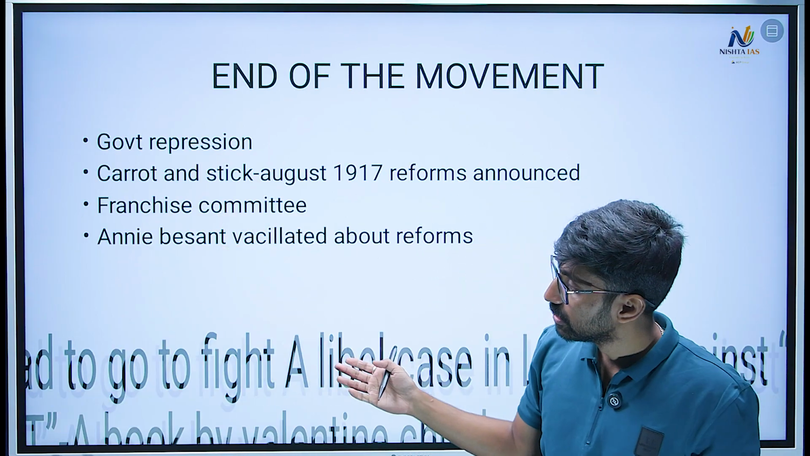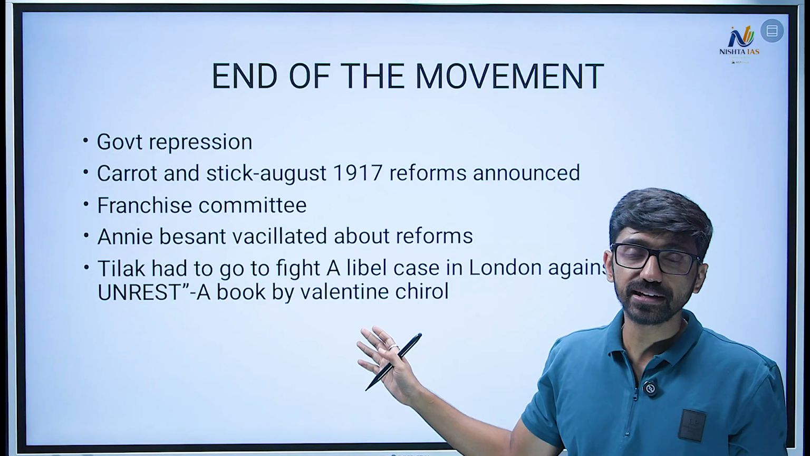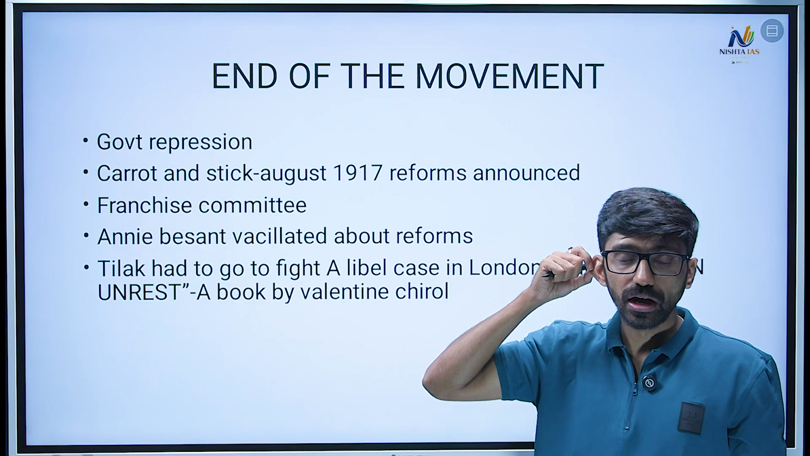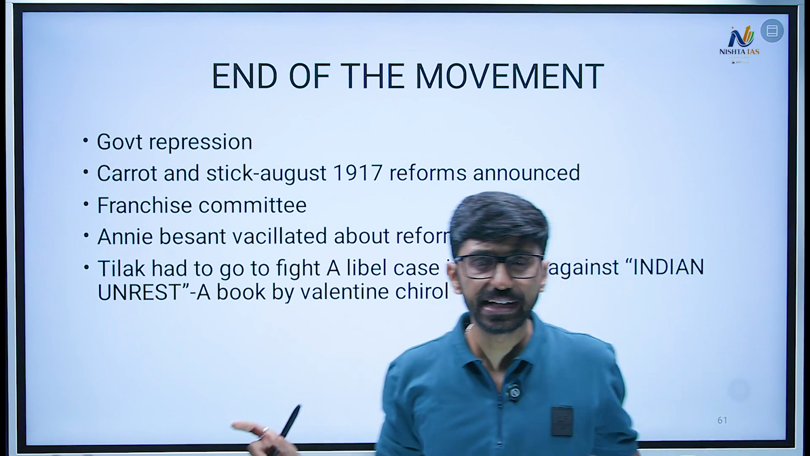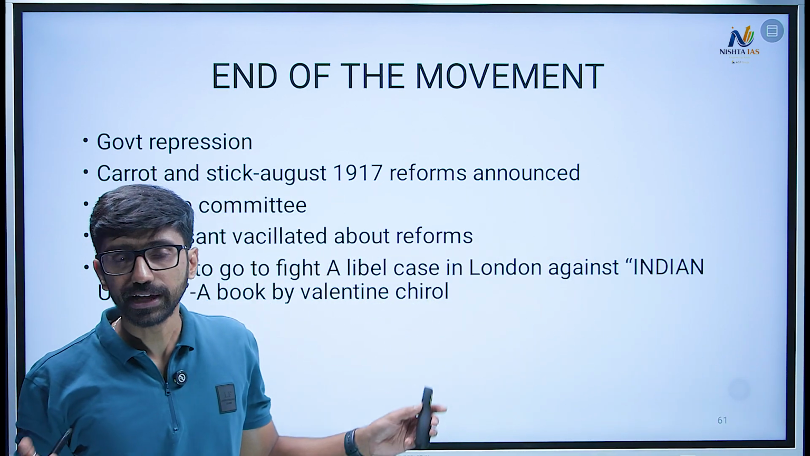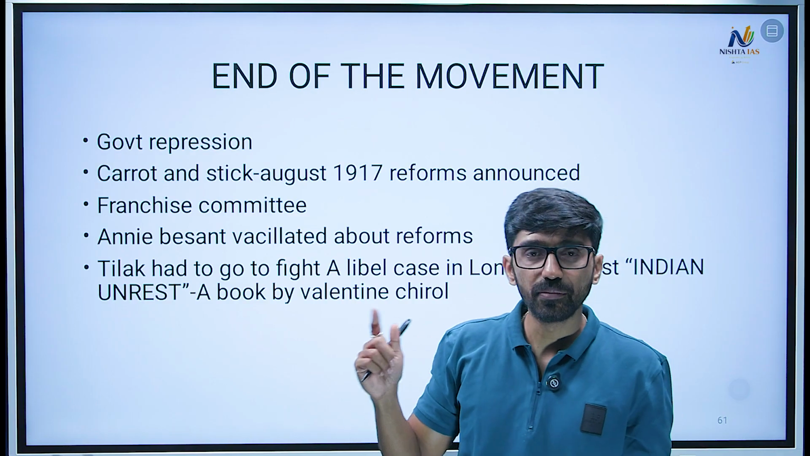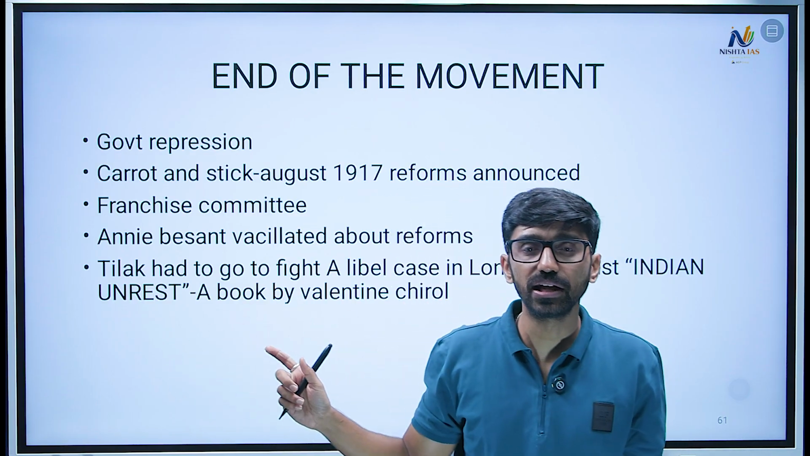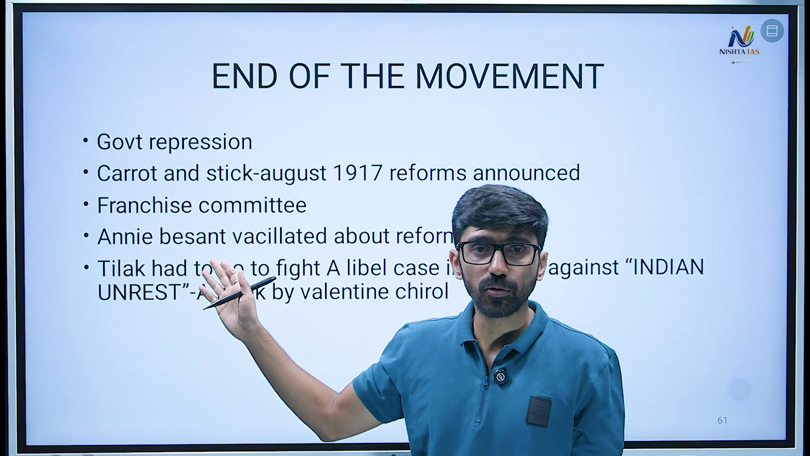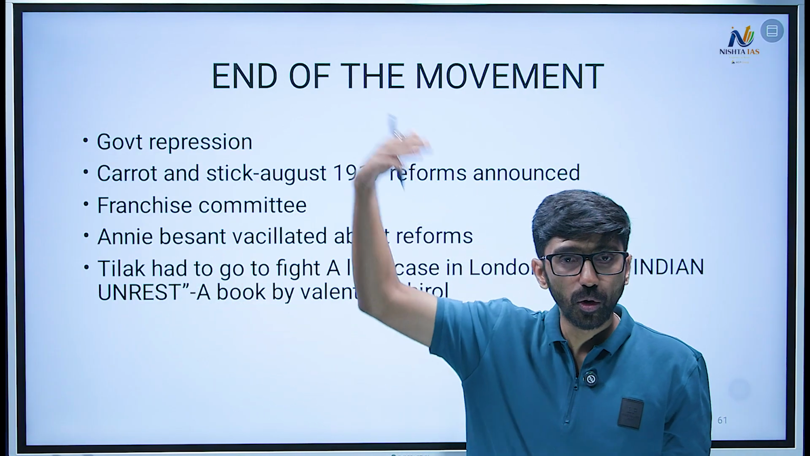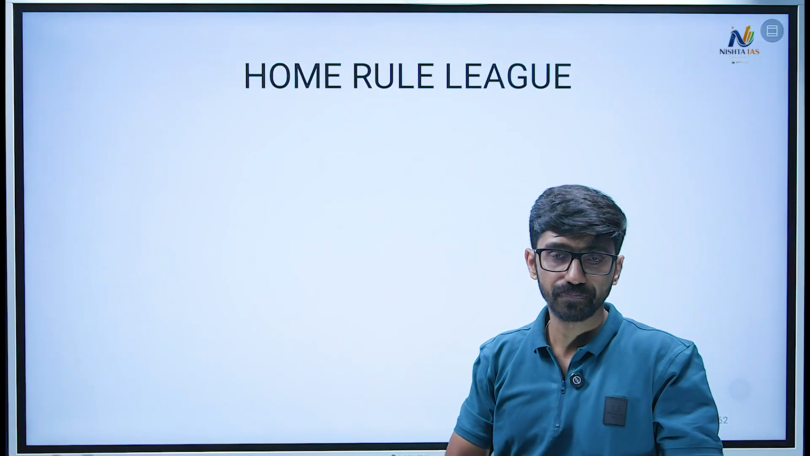And now Tilak had to go to England, to London, to fight a case against one of the journalists in Britain. His name was Valentine Chirol. He wrote a book called Indian Unrest. In this book, he called Tilak the father of Indian unrest. So to put a defamation case against him, Tilak went to London. That is the reason the movement became leaderless. Annie Besant was not sure about the course of action. Now Tilak had to go out of the country, and the movement ended, overall.